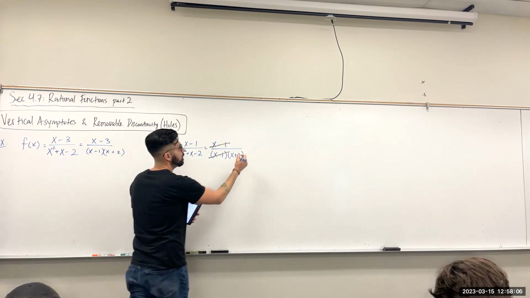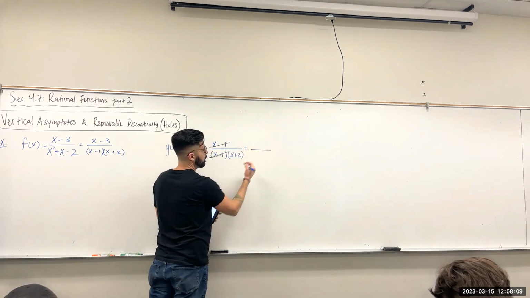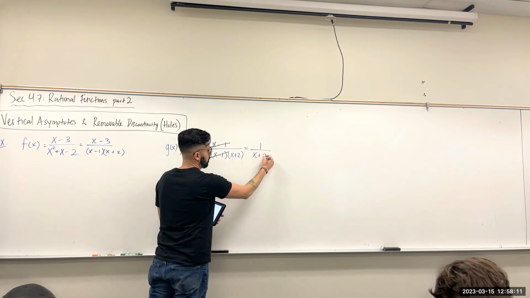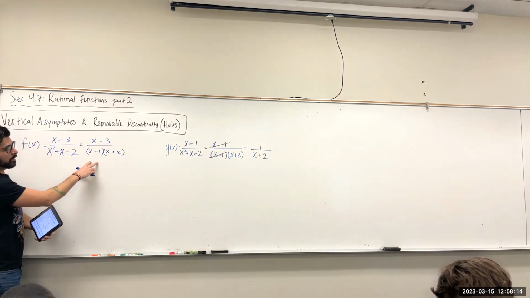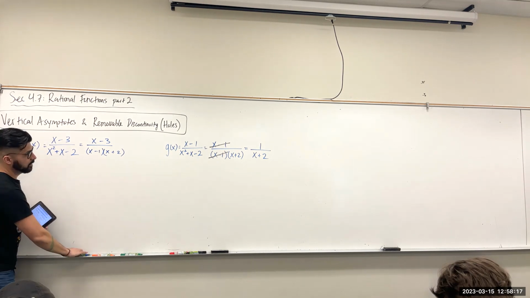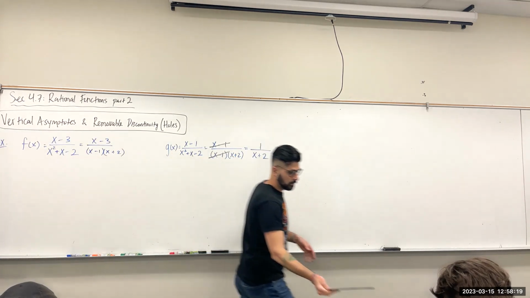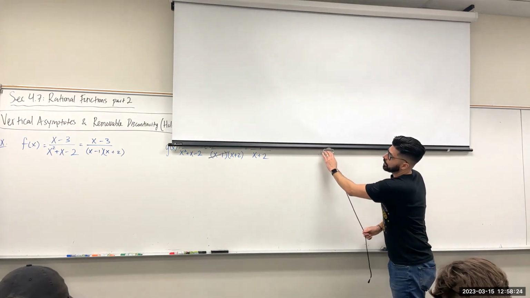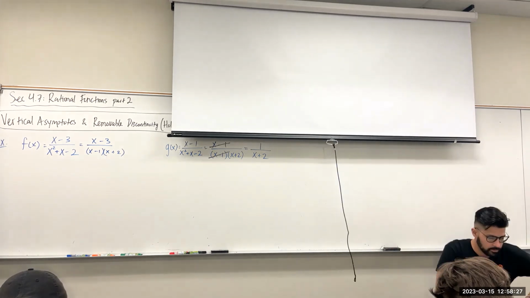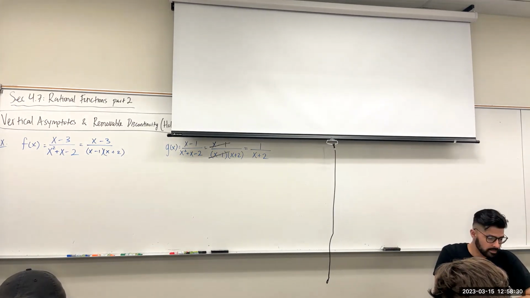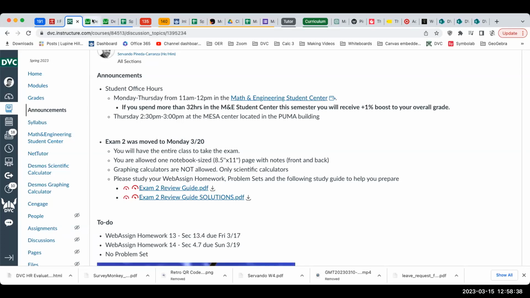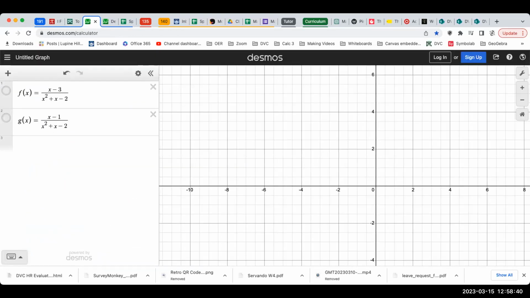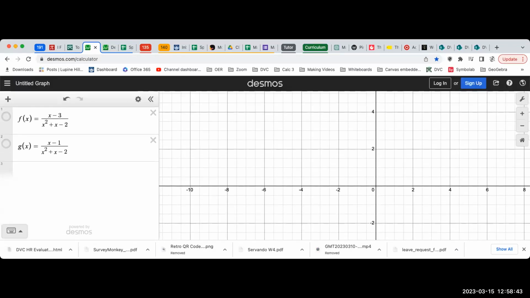So in reality, this reduces to what over what? 1 over x plus 2. Beautiful. Can we do something like that here? No, we cannot. Let's see if it lets me do it. Okay, so let's observe what's going to happen with the graphs of these things. Oops, it's not showing anything. There we go. Can you guys see that?